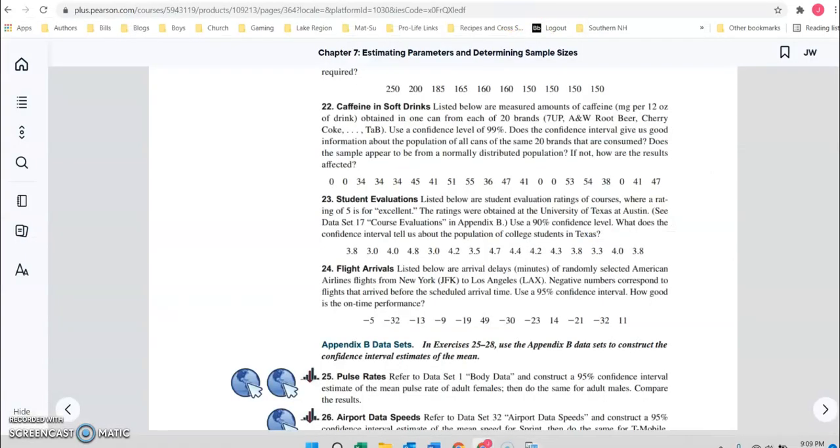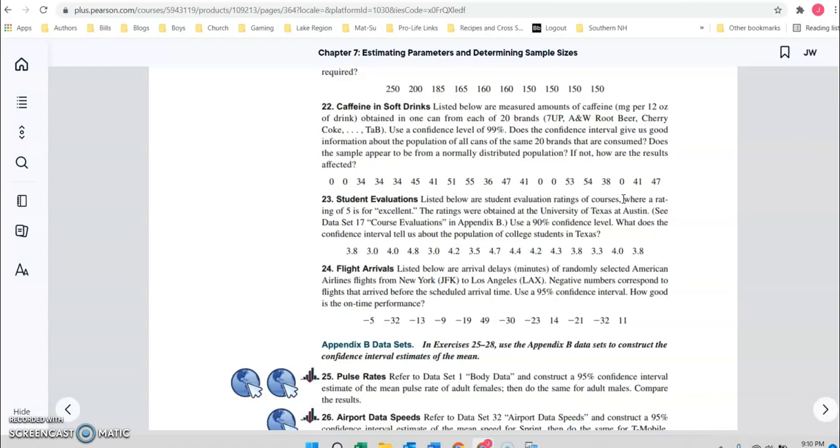Now the rest of this question asked us, does this give good information about all cans? Well, the problem is that these brands are not consumed in the same amount. So more people probably drink Cherry Coke than drink Tab. So that wouldn't be a good overall population one, just to use one of each. And because of all the zeros, this is not normally distributed. If you put this on a Q plot, you'd have a disaster. Or if you tried to make the histogram.